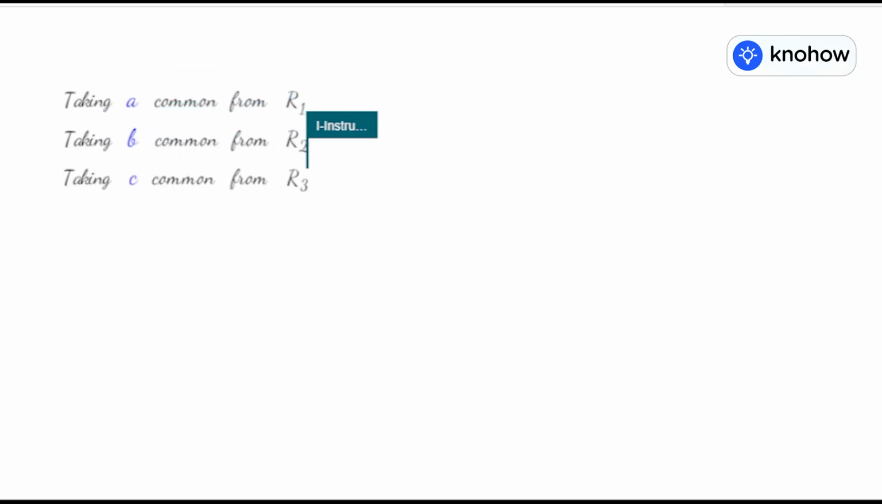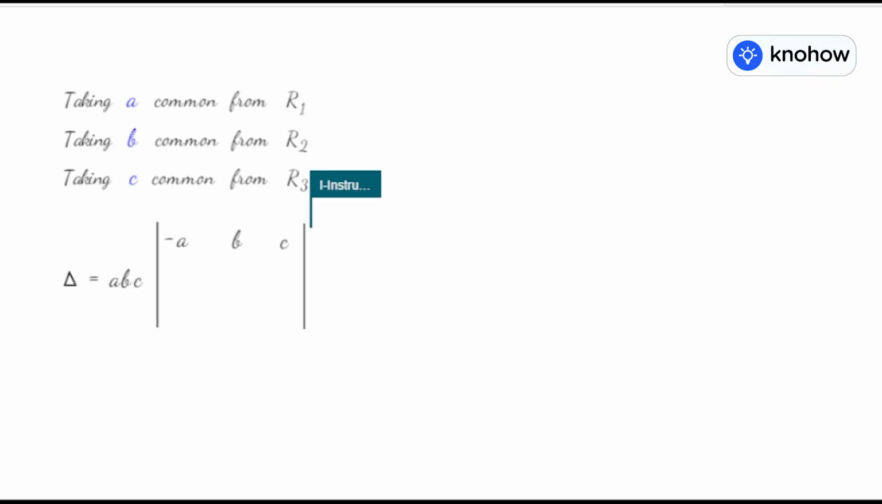The given determinant reduces to the given determinant, just denoted by delta, a, b, c common. Take a common from row 1, you get minus a, b, c left. Similarly, when you take b common, you will be left with a, minus b and c, and take c common from third row, you get a, b and minus c.